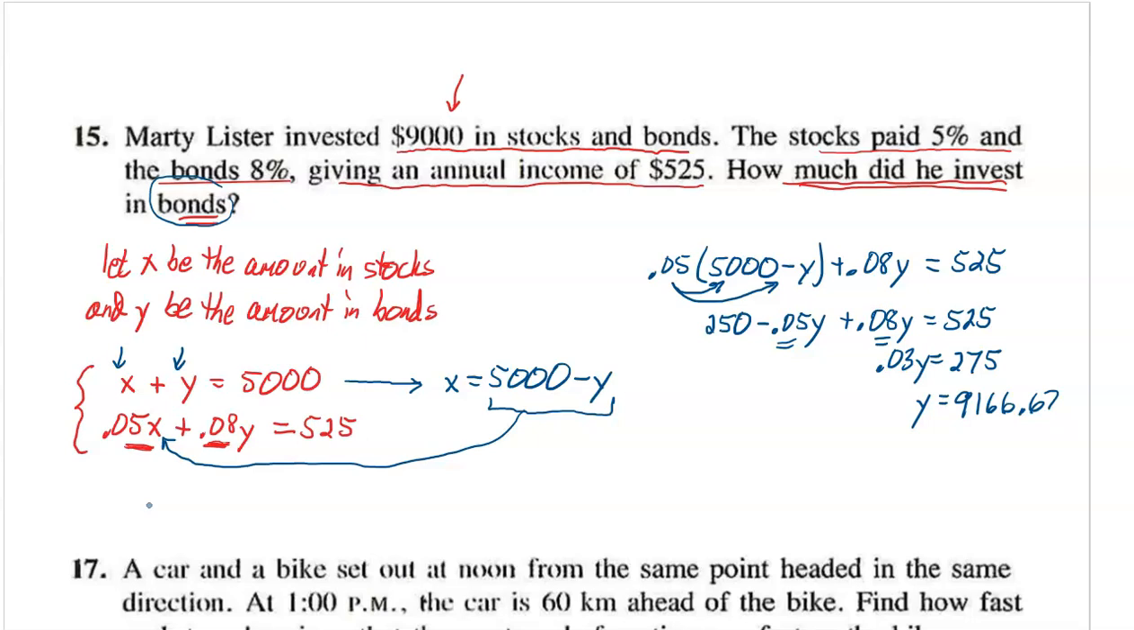So there is no need to take this number and substitute it and find the answer for x. I don't need to know what x is. I only need to know the amount in bonds. So to write my answer, I'm going to include a dollar sign because this is about money, and then give the number so that it looks like money. Here it is.